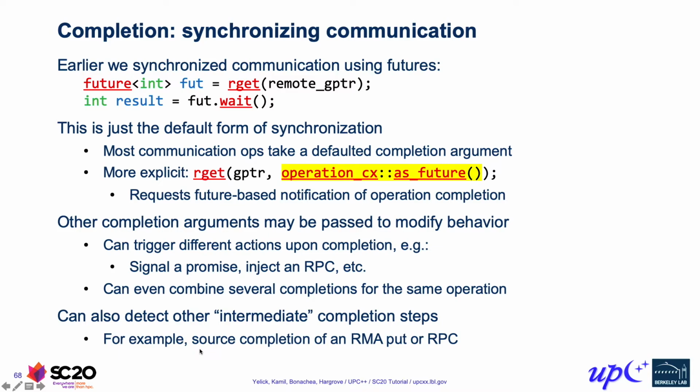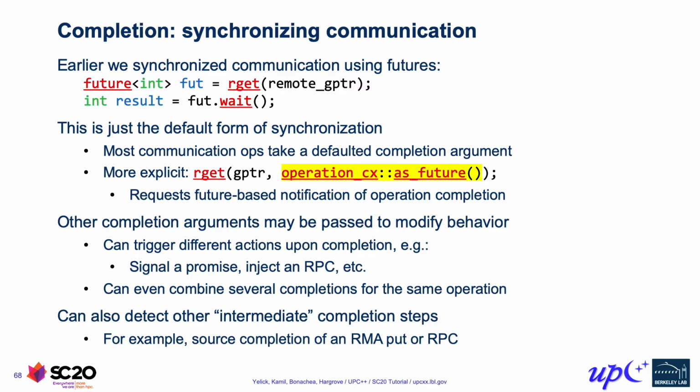So for instance, if we do an rput of some source data over to some target destination, there's some point in time at which the data has been injected into the network and we can reuse our source buffer. So we refer to that as source completion. Operation completion refers to the entire transfer having been completed, and that's the default notification.